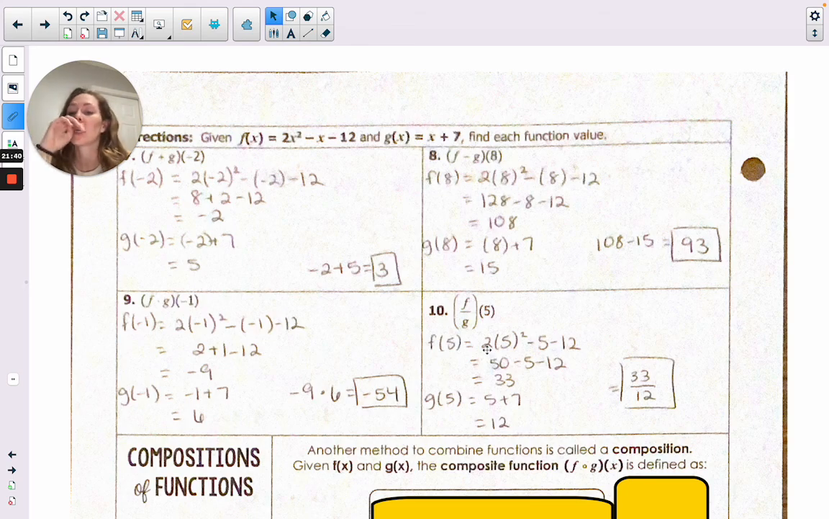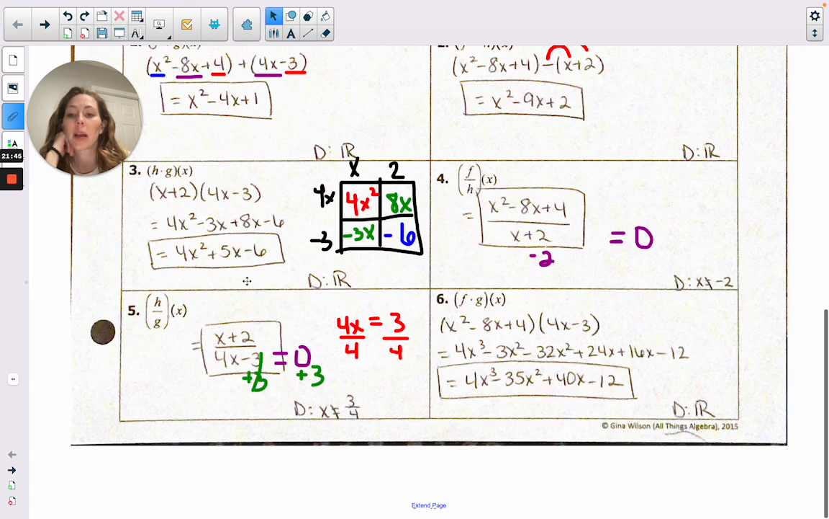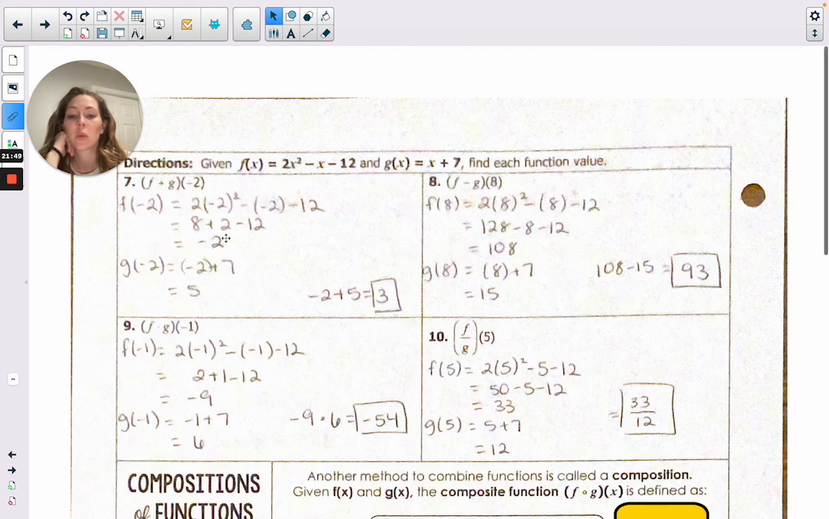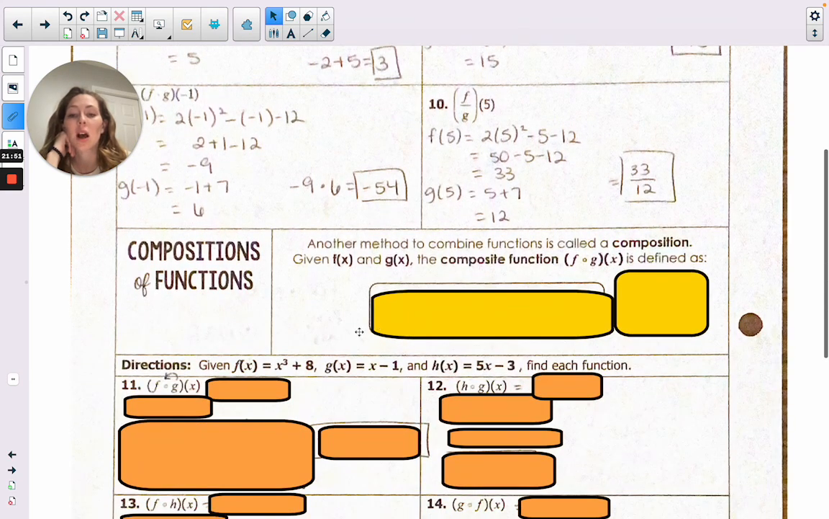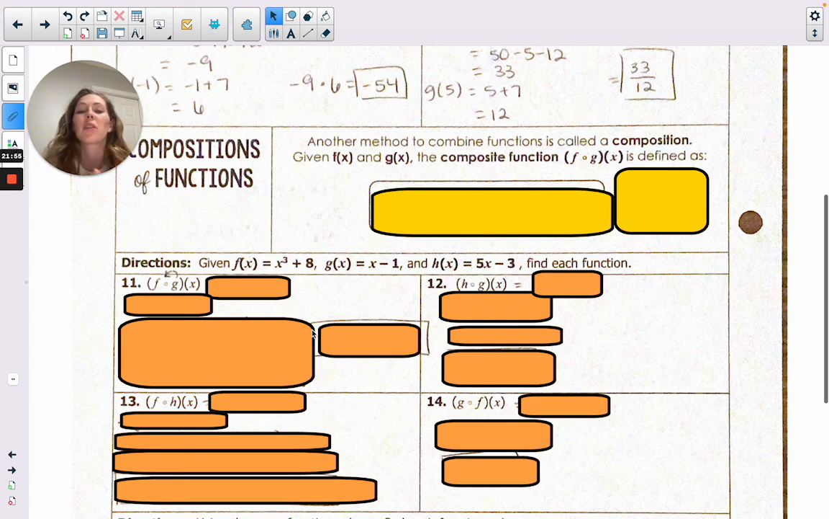Okay, so you've seen without a number. That's what we did here. We were combining functions, without numbers, just expressions. You've seen with a number. Last little bit is composition of functions. So another method to combine functions is called composition. Given f and g, the composition function, this is read f of g of x, is defined as such.